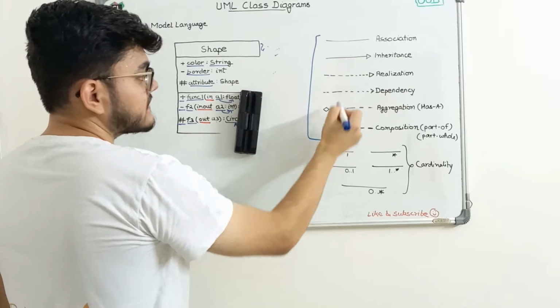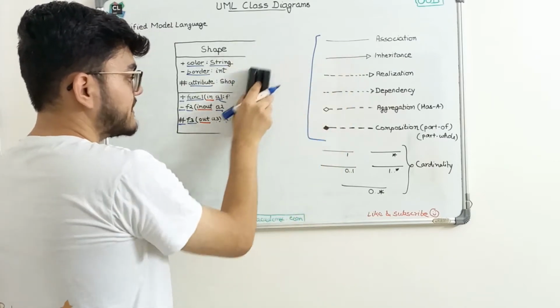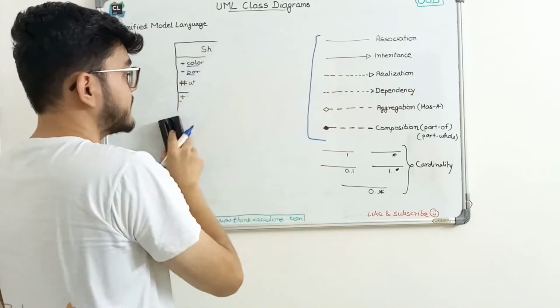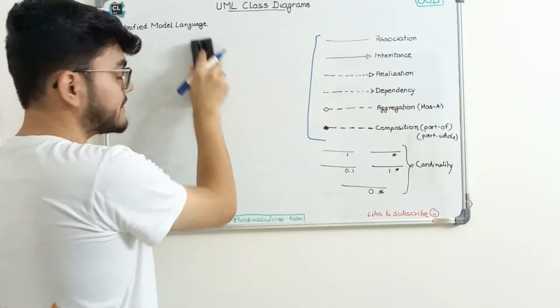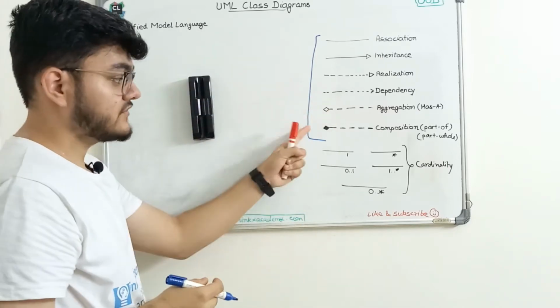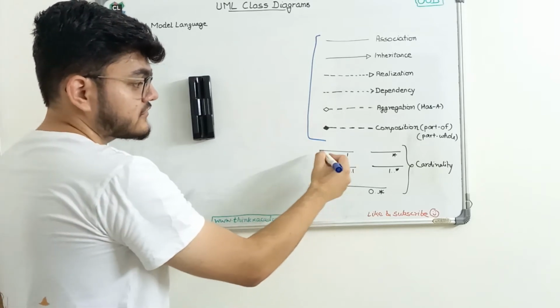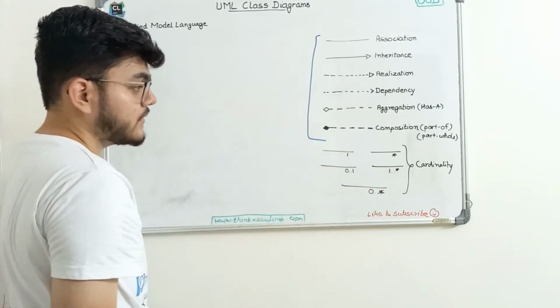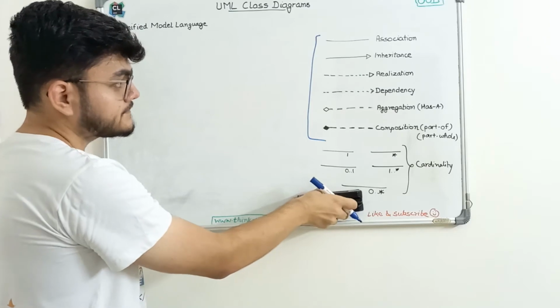So these are the major 6 relationships inside of UML that we are going to study, and it is very important to study them. And for each one of them, I'm going to give you a separate example of what is the use case of a particular relationship. And then finally, we will cover the last part, which is the cardinality, right? Now, just consider this part.